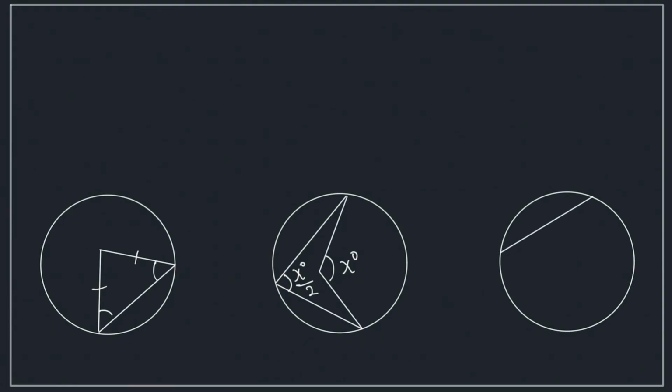If we draw a perpendicular from the center of the circle to a chord, it will bisect the chord into two equal halves.